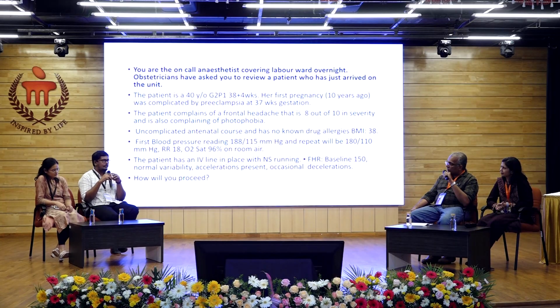Okay. Sir, first thing, that NPO status and all I explained. Yeah, that's all fine. So, BP is 130/80. So, platelet count is 95,000. If at all I'm going for regional blockade, first I will explain the risk.